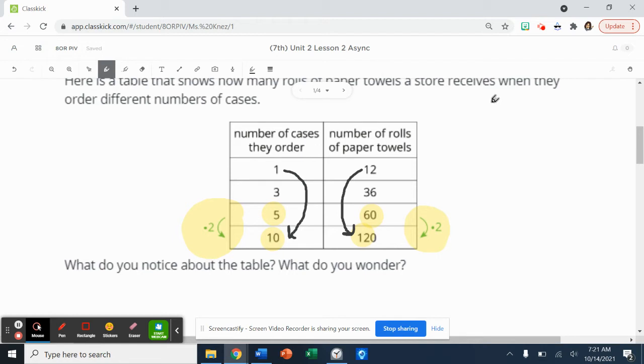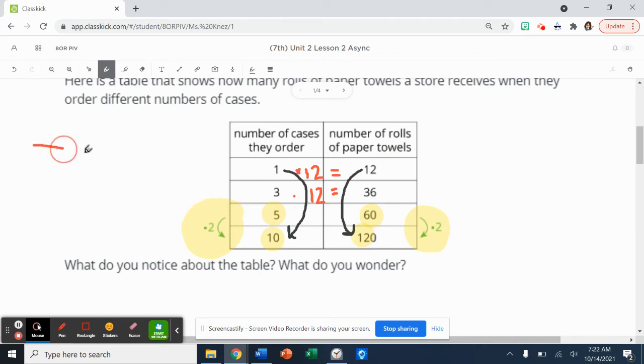Now, there are some other ways that we could work through this ratio table. For example, we know that we can multiply the left side of the table, the number of cases of paper towels, times 12, and that will tell us the number of paper towel rolls that we purchased. Because we can do this for one row, we know that we can do it for every row. As long as we multiply the number of cases ordered times 12, we will know how many paper towels we ordered.